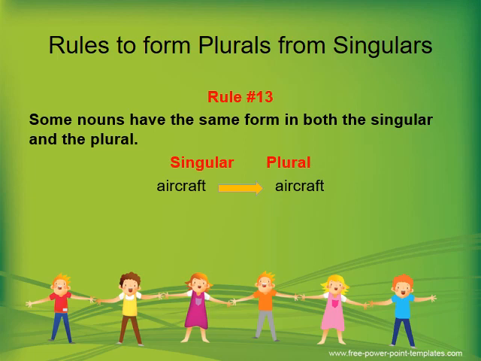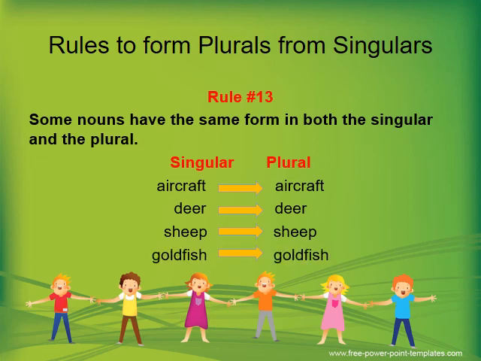Aircraft. It is a singular noun and its plural form is also aircraft. Deer. The plural is also deer. Sheep. The plural form is also sheep. Goldfish. The plural of goldfish is also goldfish.